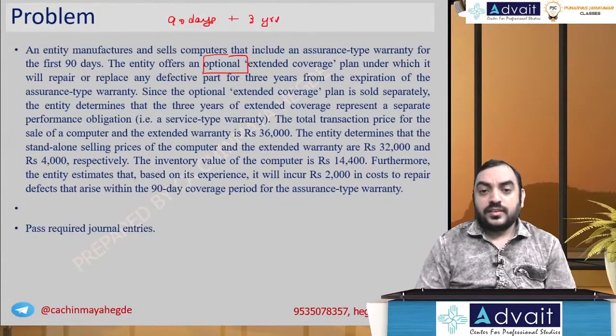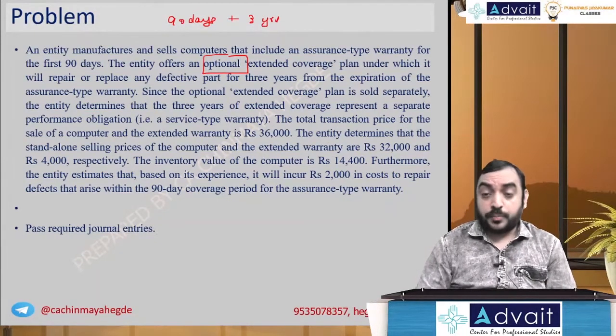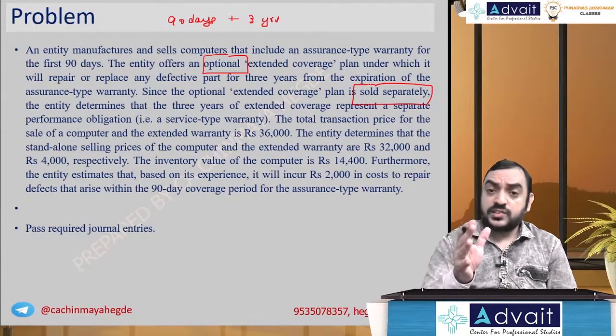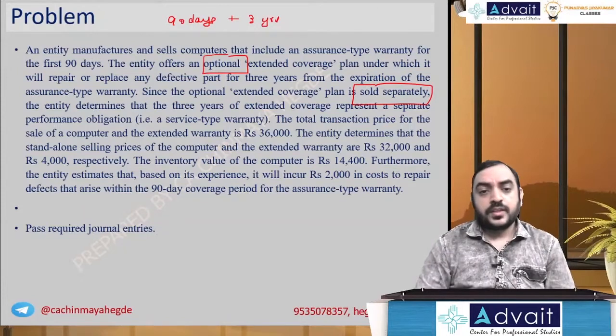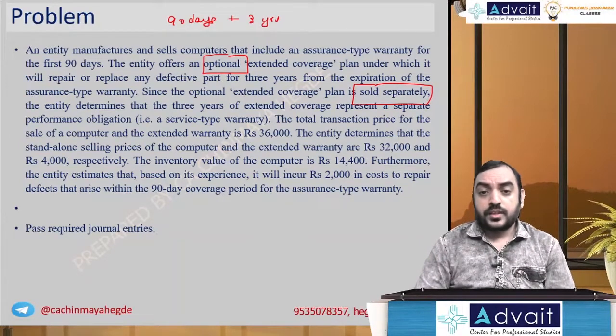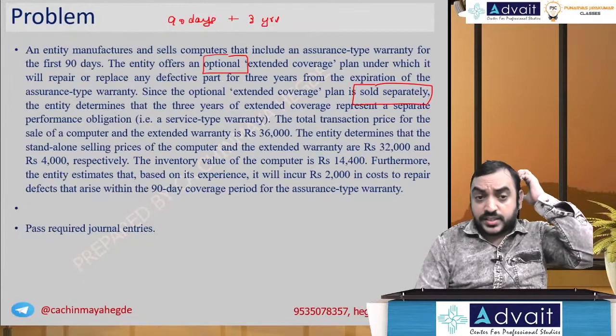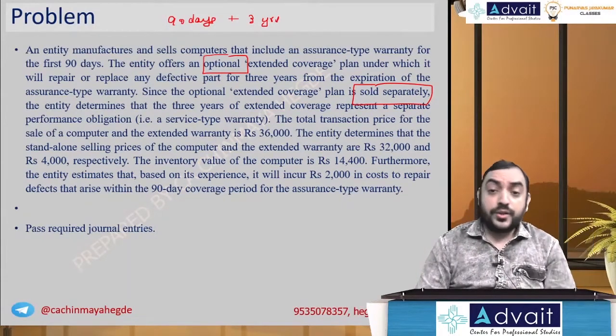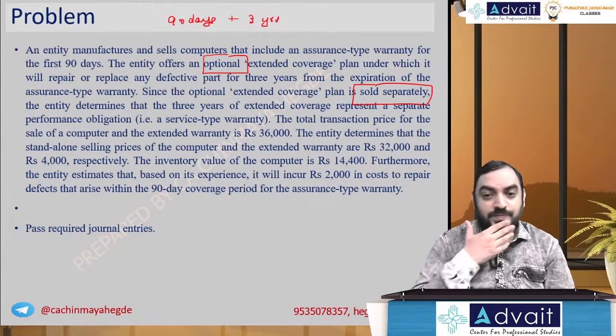Since the optional extended coverage plan is sold separately, if you want only this, that is also given. The entity determines that the 3-year extended coverage represents a separate performance obligation, which is completely fine. The total transaction price for the sale of the computer and extended warranty is 36,000. The standalone selling prices of the computer and the extended warranty are 32,000 and 4,000.